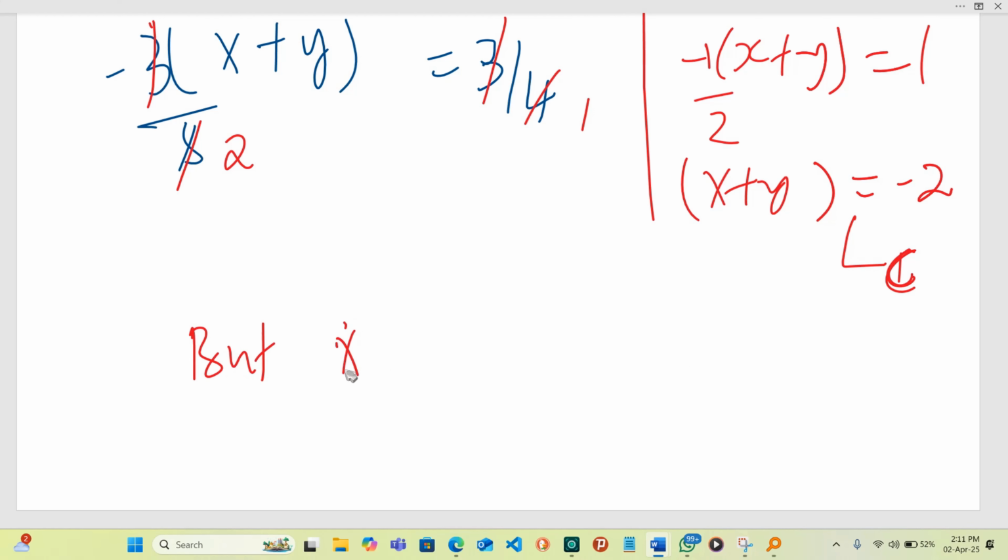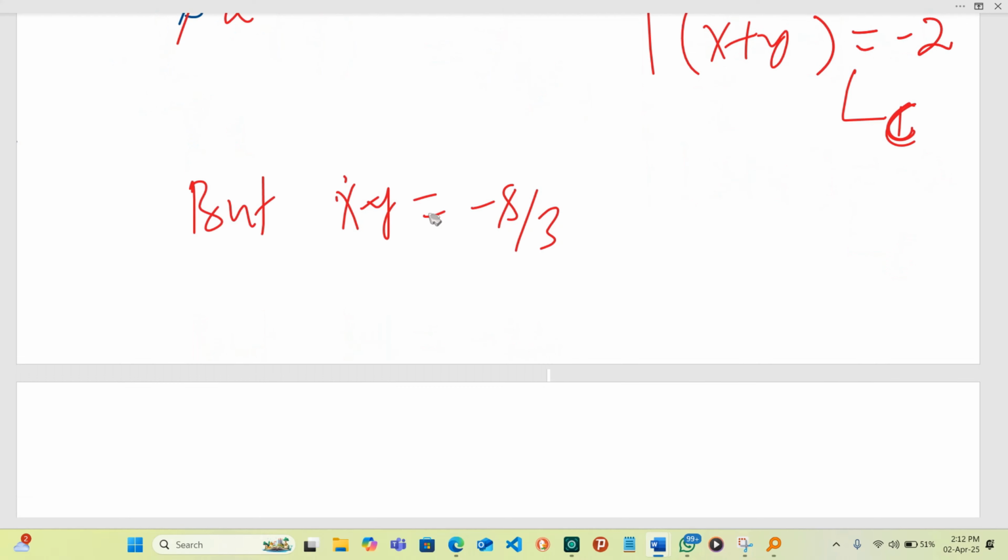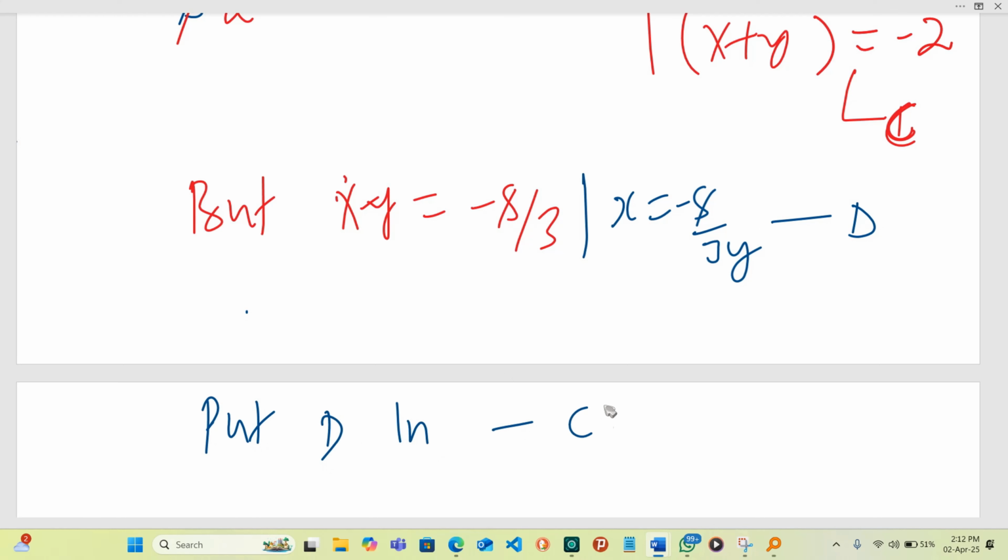But xy is equal to negative 8 out of 3. So we substitute it in here. So I can say that x is equal to negative 8 out of 3y. We call this D. So put D in C.